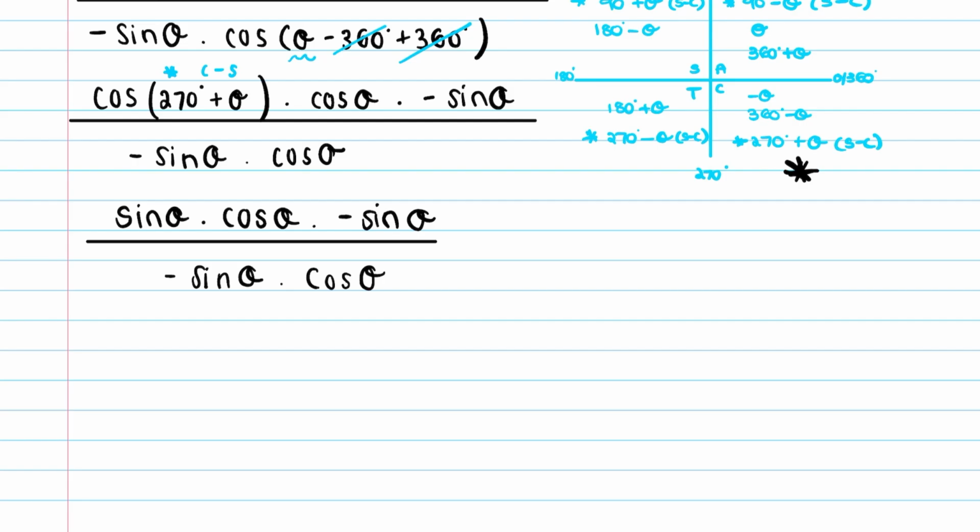Excellent. So now, because everything is separated by multiplication signs, we can cross cancel. So we can say this cos theta can cancel out this cos theta. This negative sine theta can cancel out this negative sine theta. So then what you are left with here as your final answer is sine theta. And if you got this answer, you would be 100% correct.